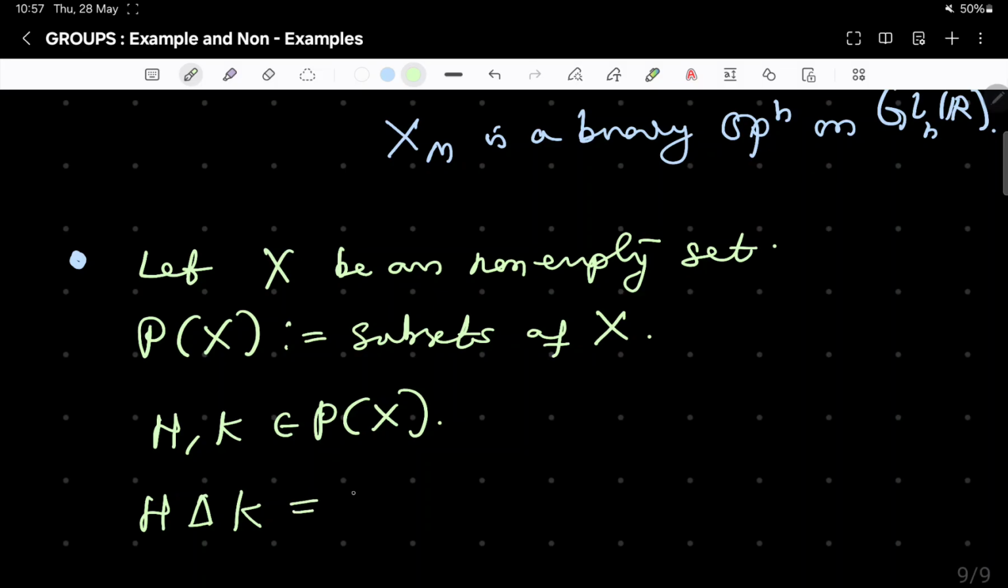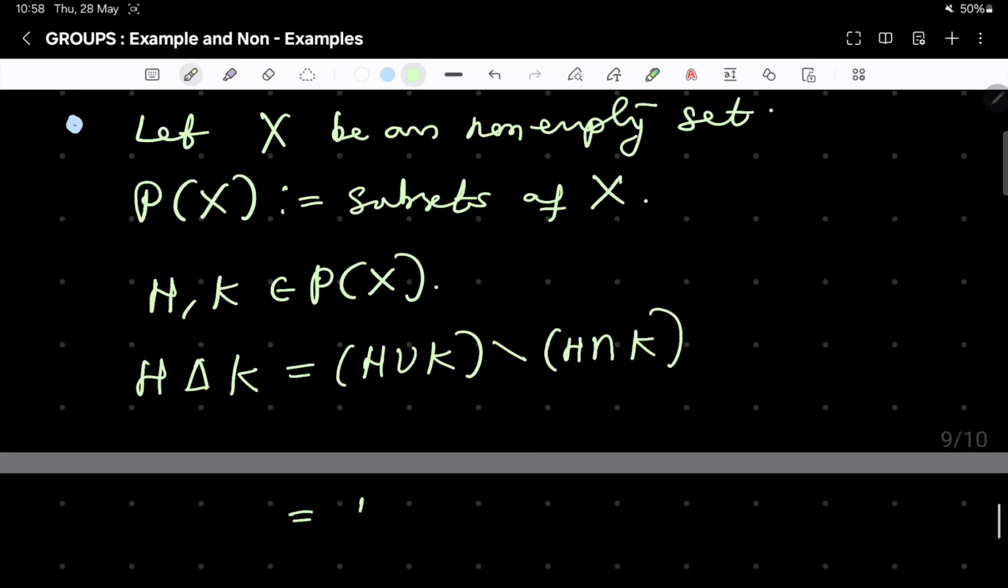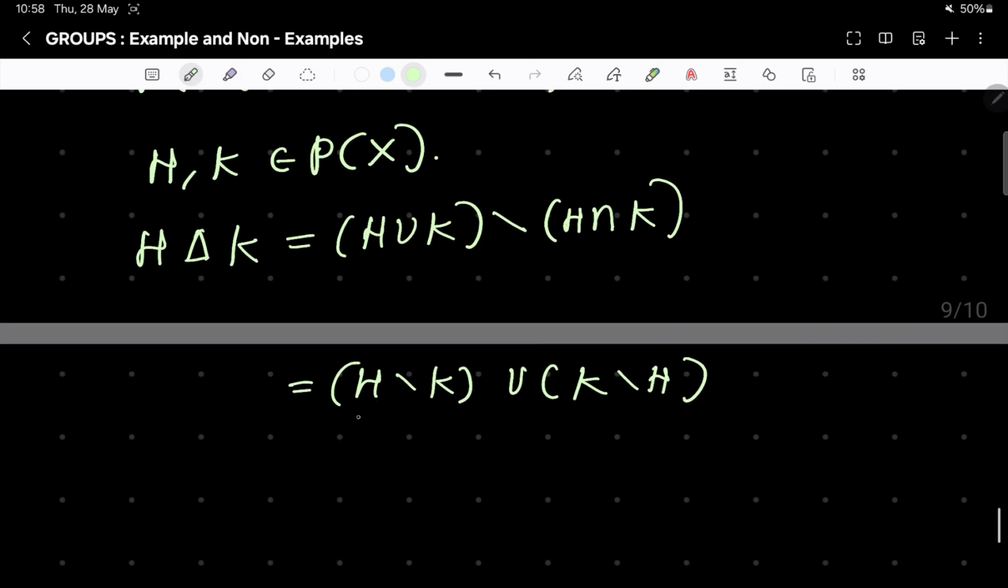We call it the symmetric difference. The idea is very simple. It is H union K minus H intersection K. The same thing can be written as H difference K union K difference H. Why is it called symmetric difference? Because you are taking the difference from H, and similarly you are taking the difference from K. So symmetrically you are taking the difference.